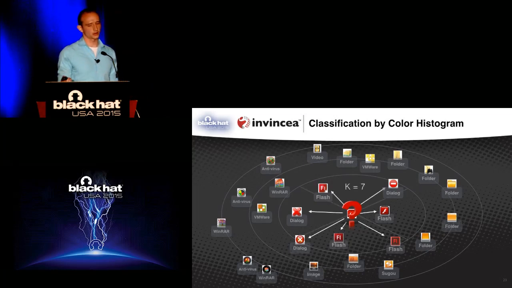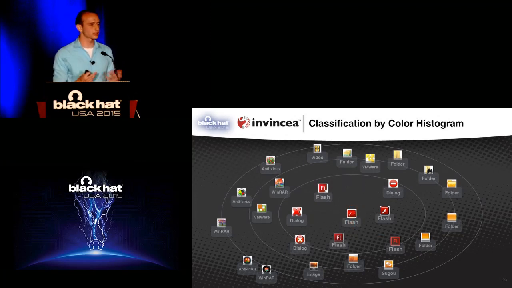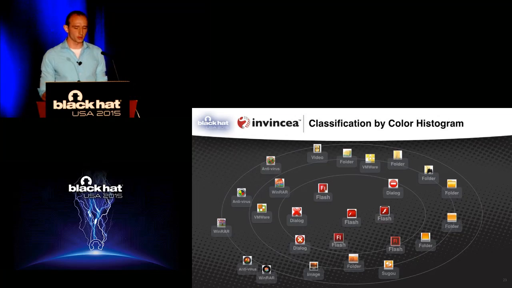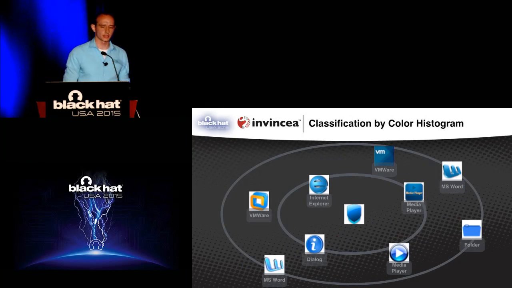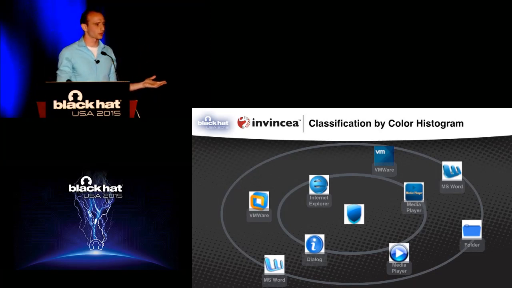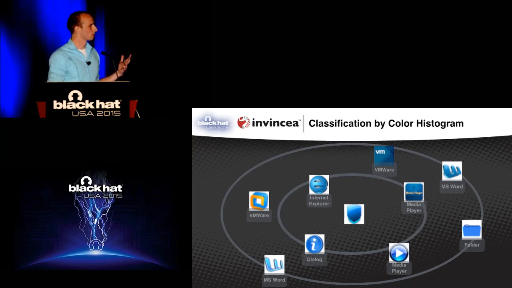So let's take the k nearest neighbors. In this example, we take 7, and we find 4 flash icons and 3 dialog icons, so this is a flash icon. That's the basic idea, and it works reasonably well in this example for flash, and in some other cases color turns out to be a very distinguishing factor, but not always. In this case, we have this blue, probably antivirus shield, and it's surrounded by all sorts of random things, so blue isn't a distinguishing feature here.